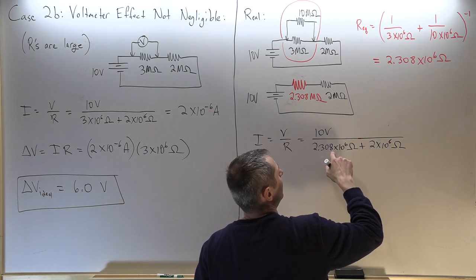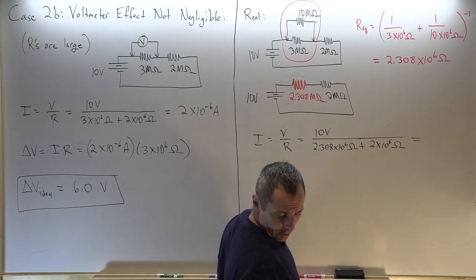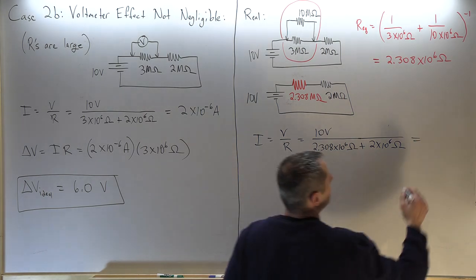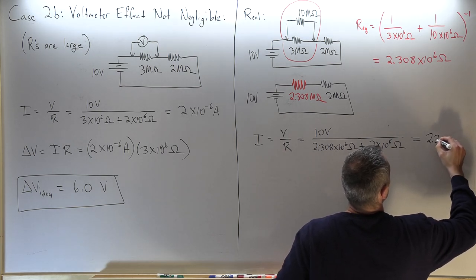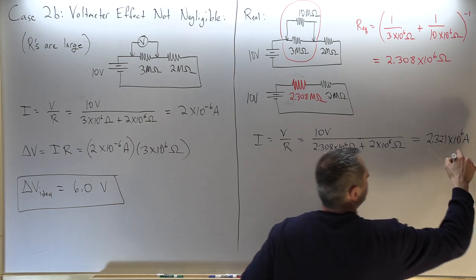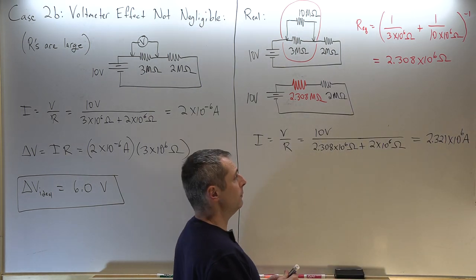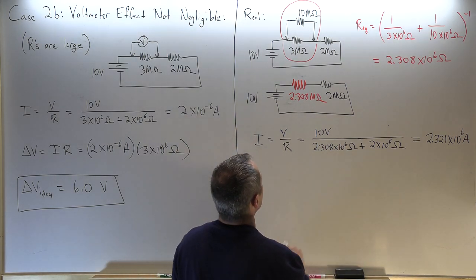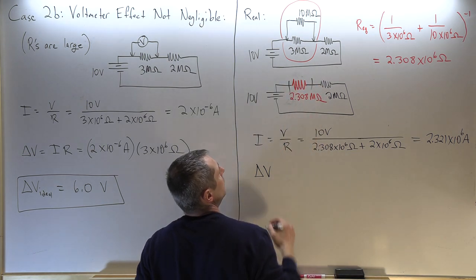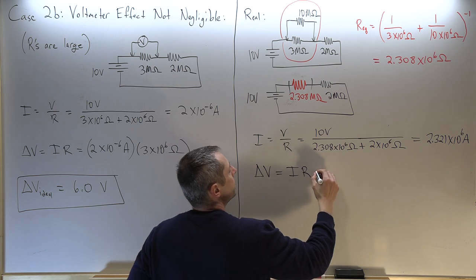So having significantly less resistance, we're going to have significantly more current, which in this case is 2.321. Okay, hopefully you could see that. It says 2.321 times 10 to the -6 amps compared to this. Significantly more current. And now the delta V between these 2 points you find with Ohm's law, V equals IR.